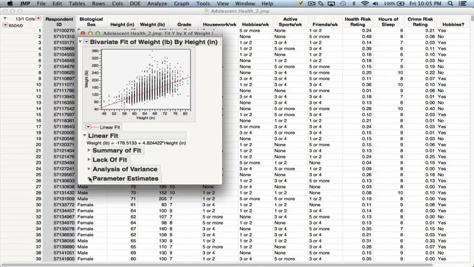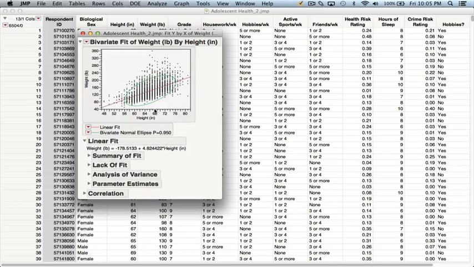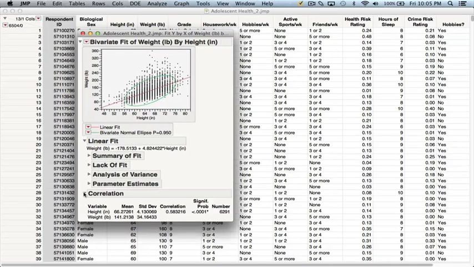We're also interested in correlation, however, so we'll go over to the red arrow and go all the way down to Density Ellipse and click 0.95. This brings up a new tab titled Correlation, and we'll open it. Here, we see the mean and standard deviation of both variables and the overall correlation for the association.